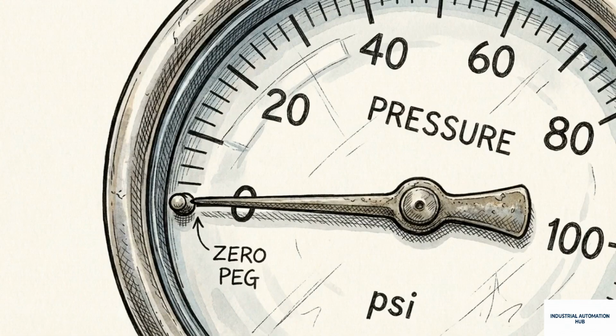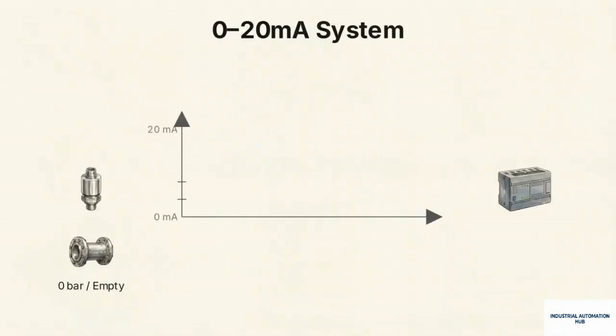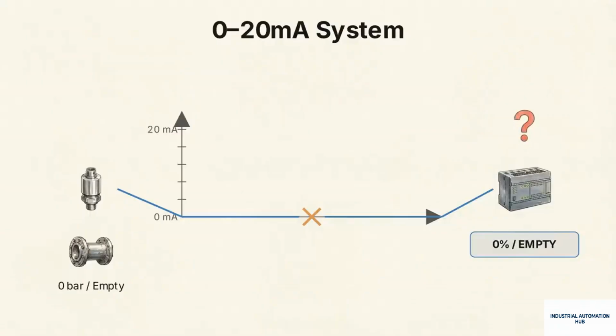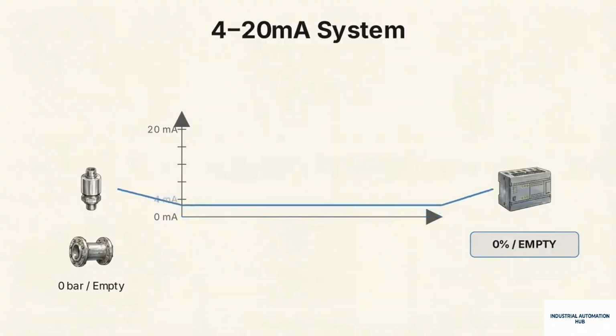If current is the best method, why not use a simple 0 to 20 milliampere scale? This diagram shows a 0 to 20 milliampere system. An empty pipeline naturally outputs a flat 0 milliampere signal. If the physical wire breaks, the signal drops to 0. The PLC receives the exact same reading, leaving it totally blind to the physical damage.